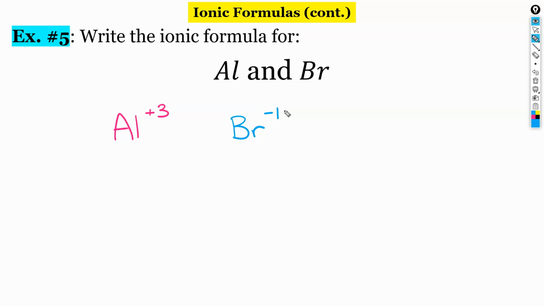Okay, so we've determined our charges. Now, in order to cancel this out, we're going to need 3 bromines, each with a charge of -1, to cancel out with our aluminum, which has a charge of +3. So when we write our formula, it's going to be Al, and then we're going to have bromine, and then we'll just tack on that 3 at the end here, because we needed 3 bromines to end up with a neutral compound. All right, let's do another one.